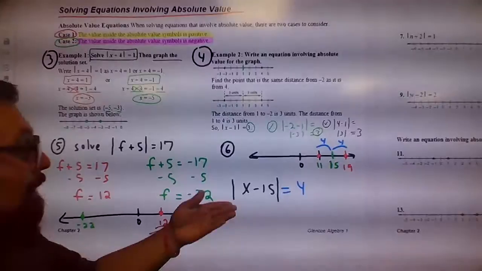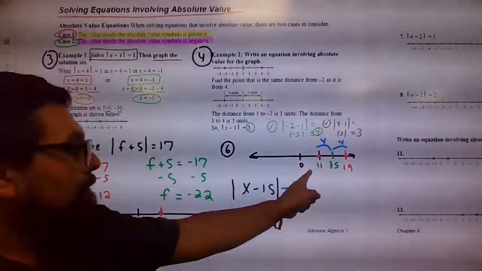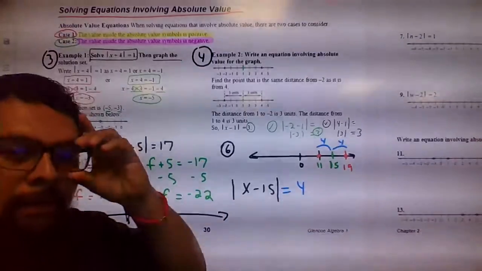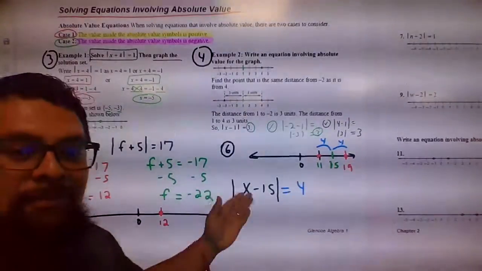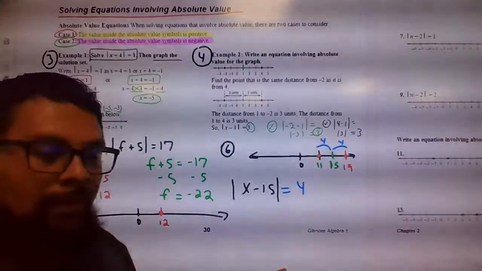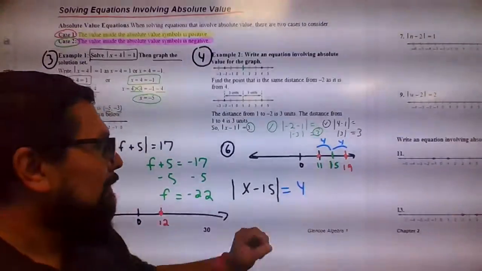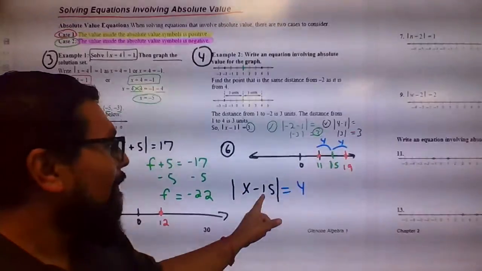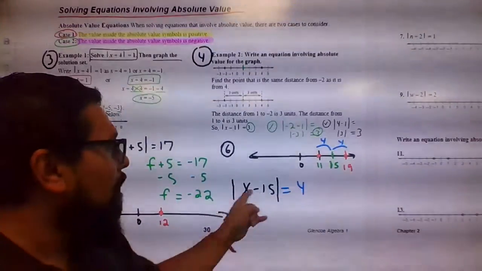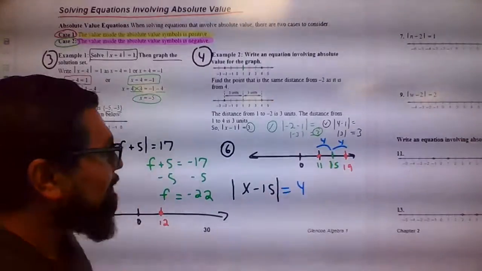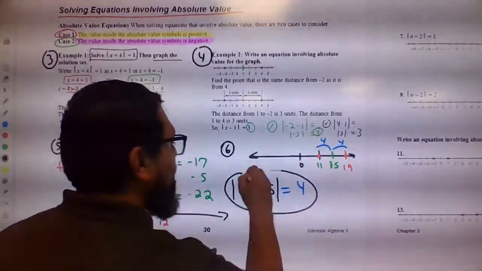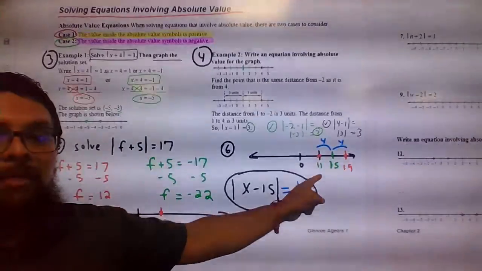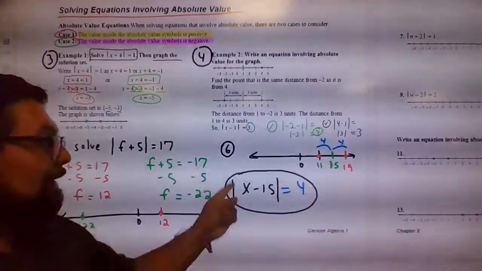Now, if you want to check it, you can check it. Let's put 11 in here. So what's 11 minus 15? -4. But the absolute value of -4 is 4. Now, right here, 19. The absolute value of, so it's 19 minus 15. So it's 4. The absolute value of 4 is 4. So this is our equation for this number line that they gave us. Okay. And you're going to get problems like this today.